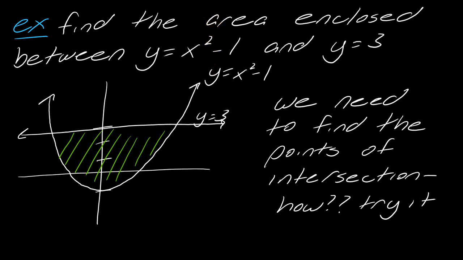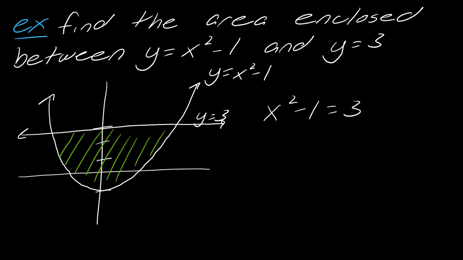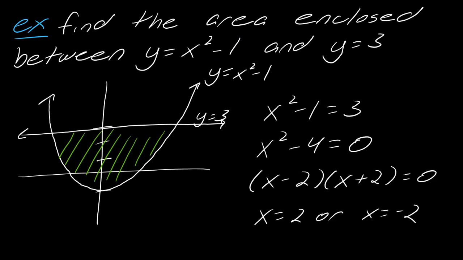Again, just to test your intuition, if you feel like you understand this, maybe pause here and give it a try. Okay. So to find the points of intersection, I'm going to set this equal to 3. So I've got x squared minus 1 equals 3. I'll subtract off the 3 to get x squared minus 4 equals 0. And then I can go ahead and factor. So this will be x minus 2, x plus 2 equals 0. So I have x equals 2 and x equals negative 2.